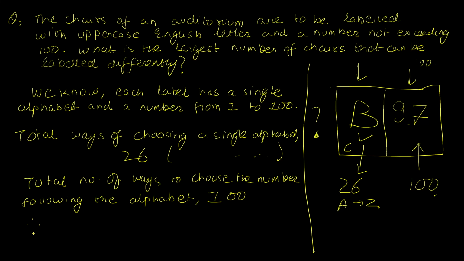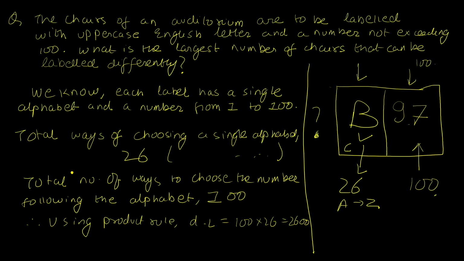We have seen why we use the product rule. The total number of distinct labels is just equal to 100 times 26, which is equal to 2600. And the number of distinct labels that we can create is the same as the largest number of chairs that can be labeled differently. Therefore, we can accommodate a maximum of 2600 chairs using this labeling paradigm.